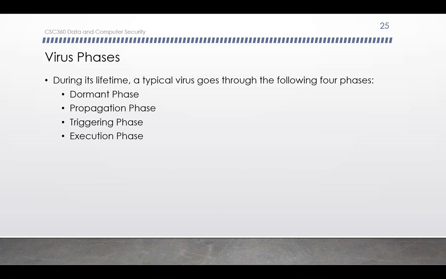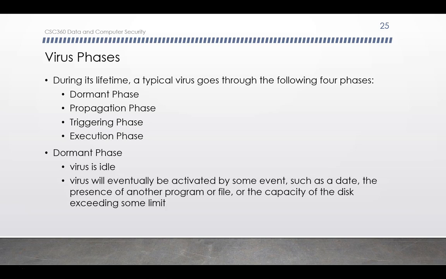Over the lifetime of a virus, it undergoes 4 phases. The dormant phase, the propagation phase, triggering phase, and the execution phase. First, the dormant phase. The virus is essentially idle. Then it will eventually be activated by some event. This could be a date. The activation of the virus, again, is achieved through a trigger or a logic bomb. Note that not all viruses have this stage or phase.